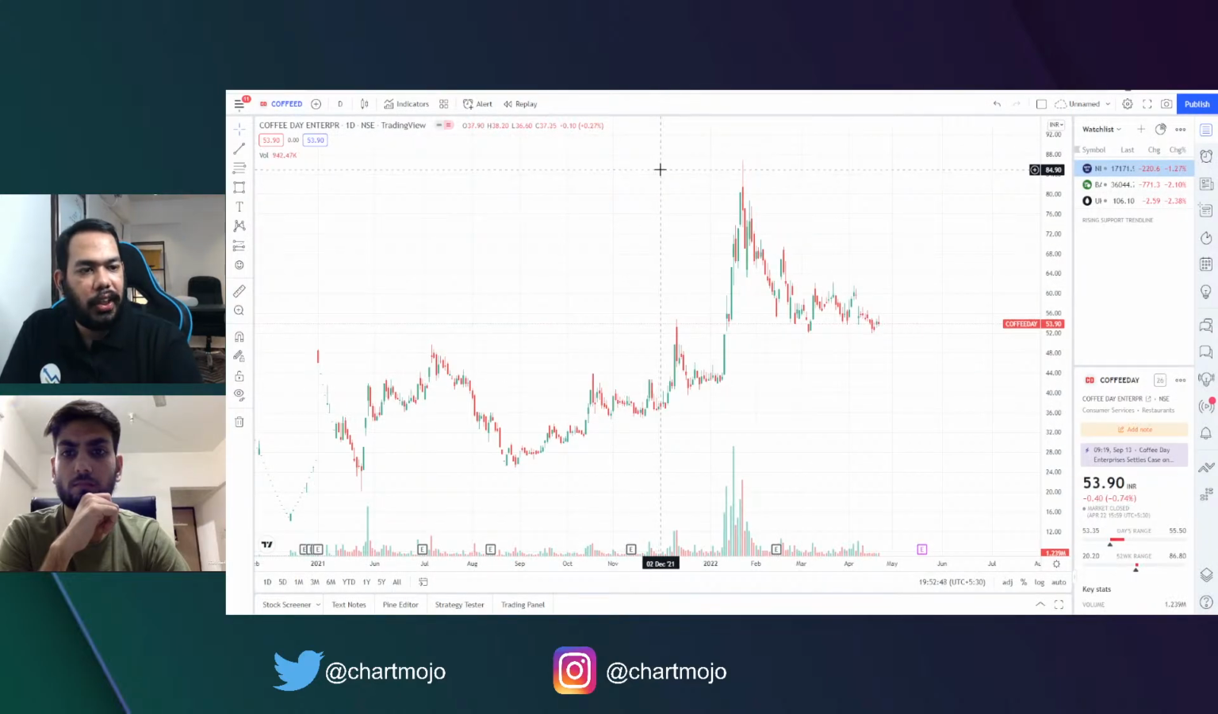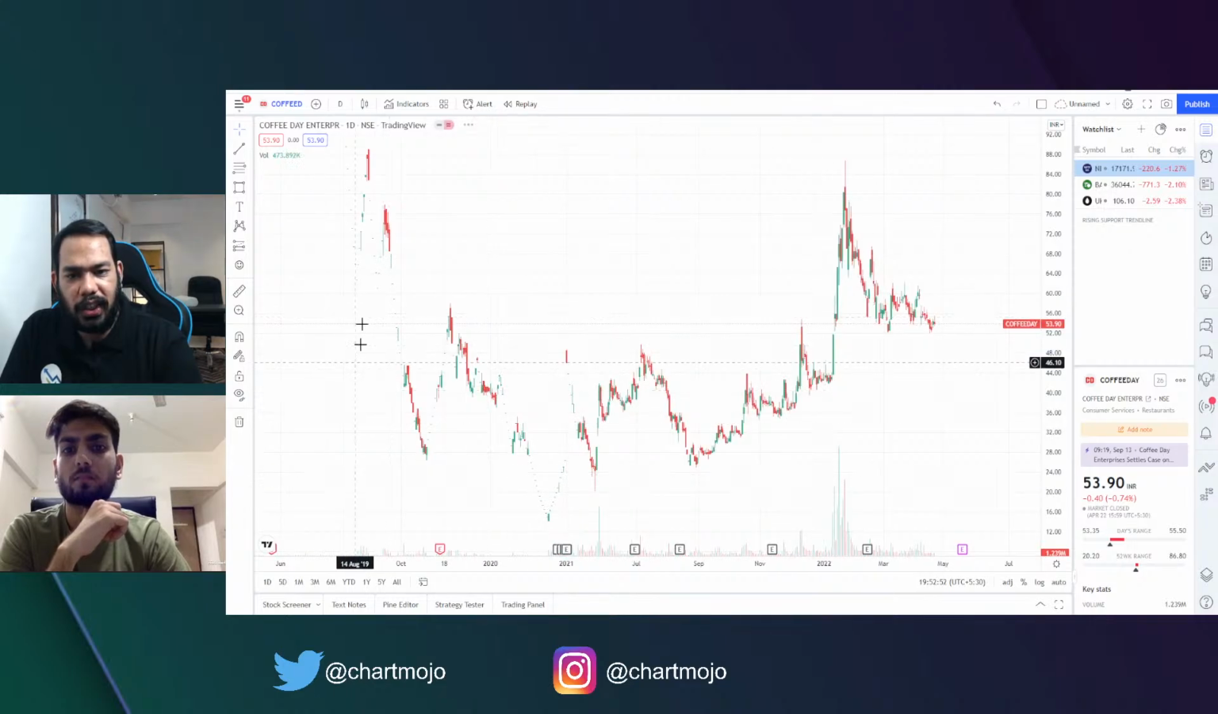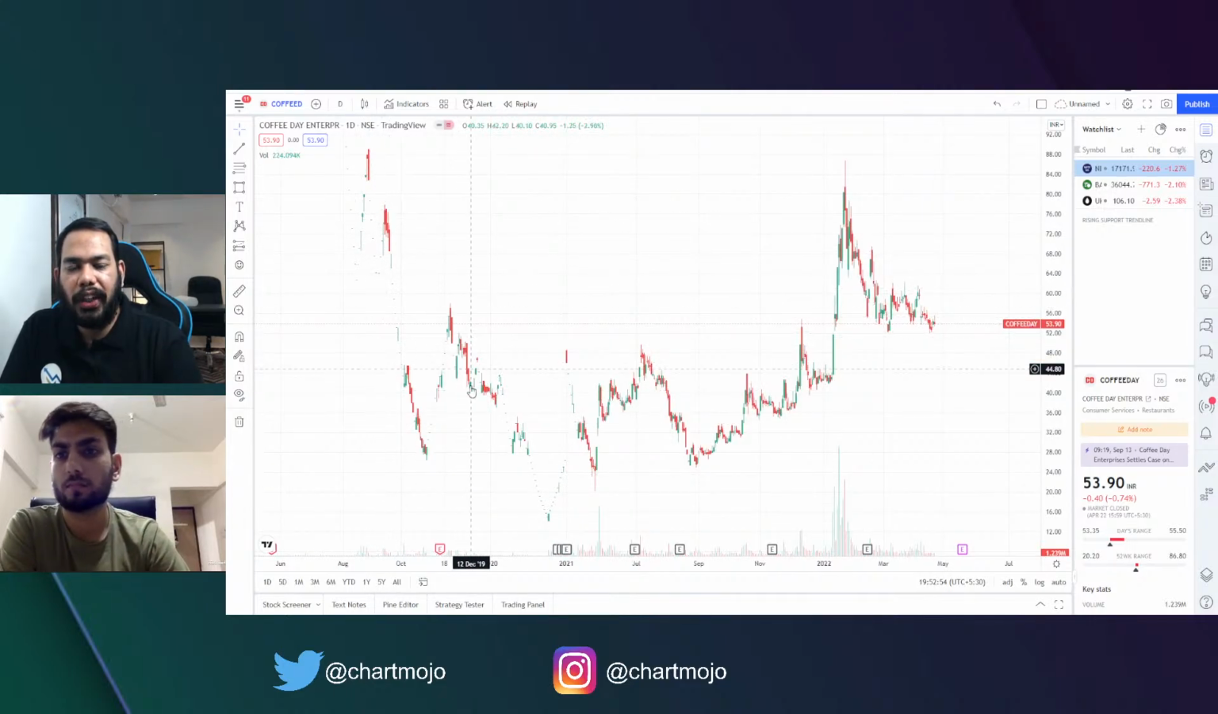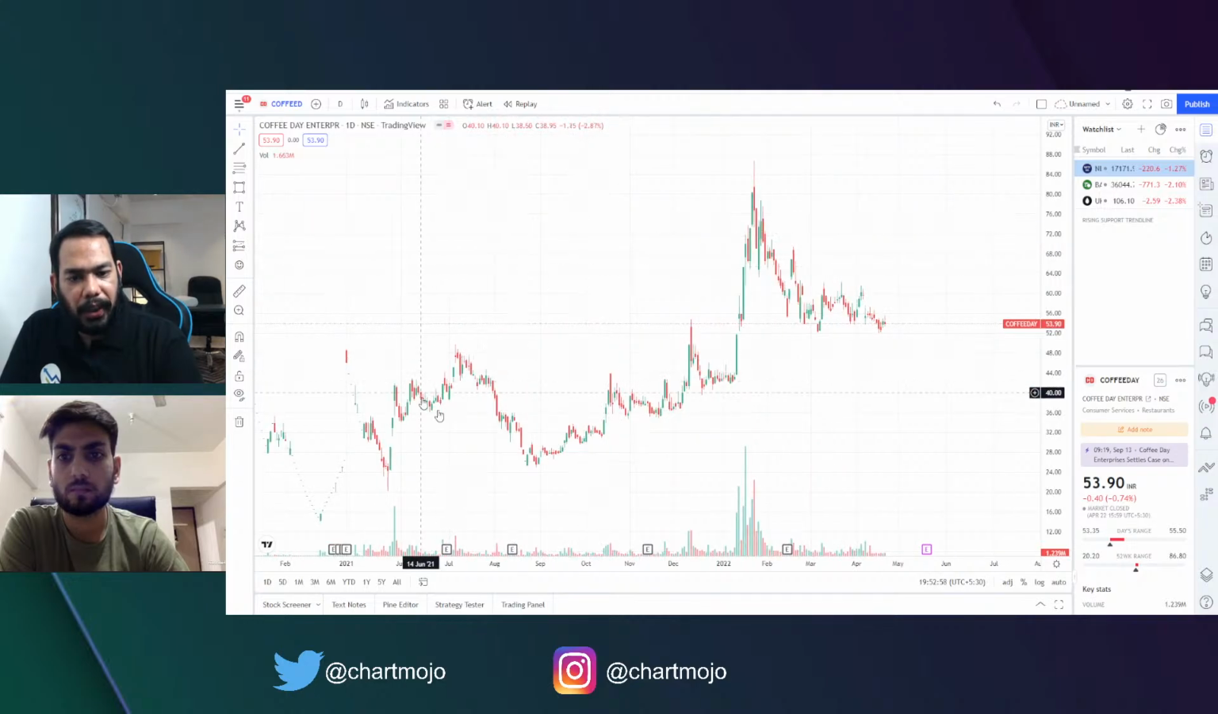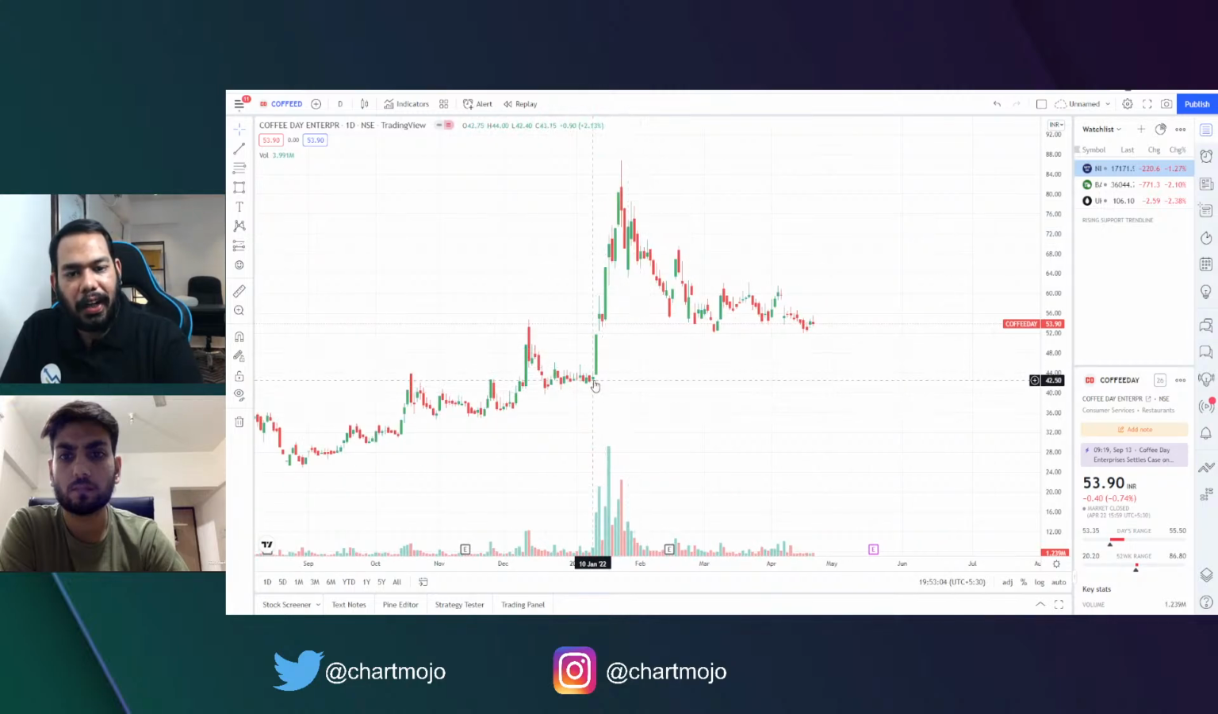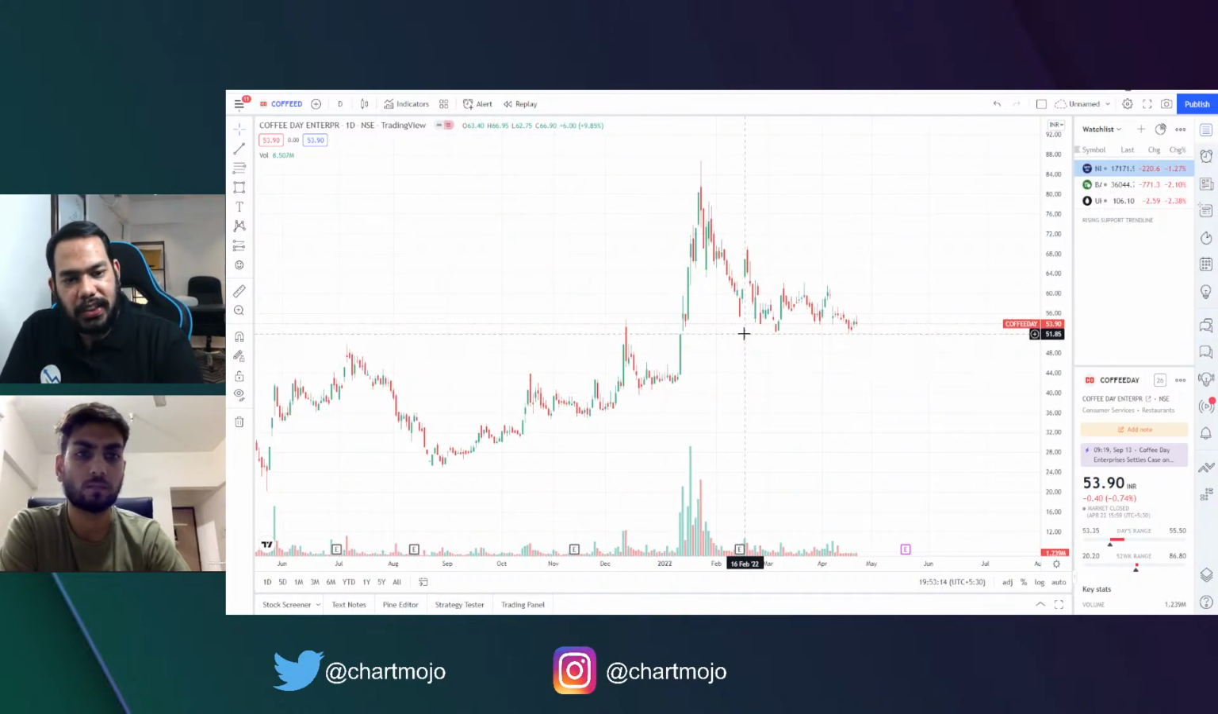Okay, so this counter is right now consolidating at this level. Yeah, this is moving in a circuit, so I usually don't prefer this kind of stock. But recently, after 2020, there has been movement happening. And right now you can see this big move, and the retracement of it can be seen. See, right now it is taking support.